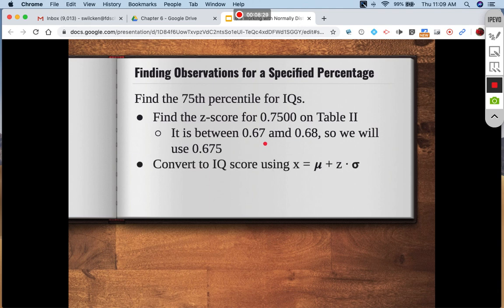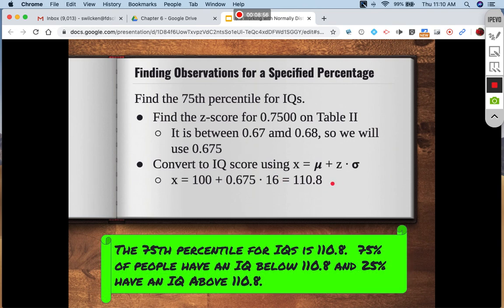You have to look up your own table. I didn't copy the tables in all of these. You have your table. You can do that. Hopefully you have your book with you, right? Convert the IQ. So this is just another form of z equals x minus mu over sigma. We solve that for x. This is how to find your actual IQ score from the fact that we know mu is 100, sigma is 16, and that's 110.8. The 75th percentile for IQs is 110.8.